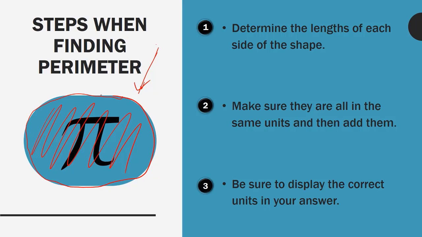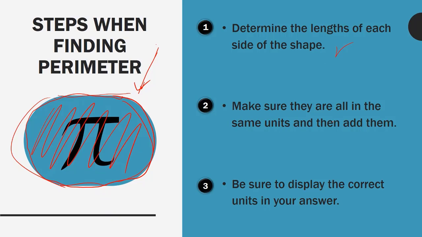shape, okay? So when we find the perimeter, we need to determine the length of each side of the shape. So that's obviously really important. So with this one here, we would determine this length, and also the curves, okay? Although we're not doing any curves this year in year 7, so we don't need to worry about curves.